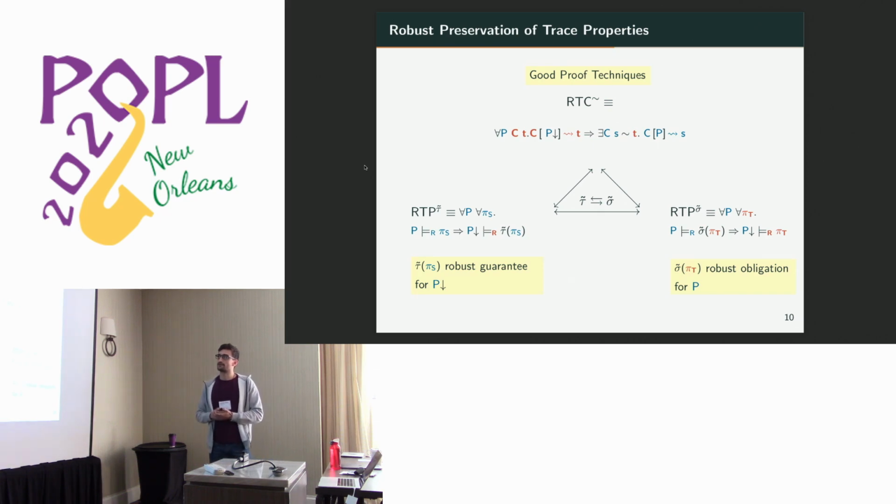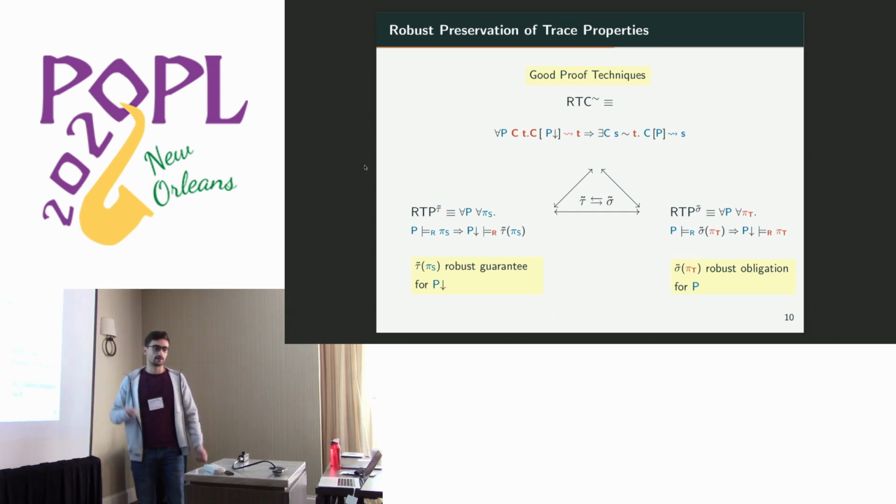So we still have 3 criteria, and on top you can find what we call RTC tilde, that is formally very similar to what I showed you before. It's just that this time there are contexts. So you require that whenever a compiled program can produce a target trace in a target context, then there is a source context in which the program can produce a related trace.